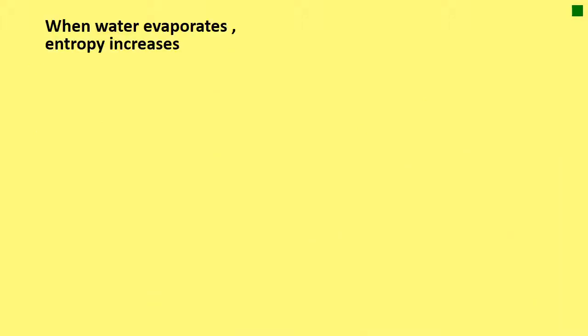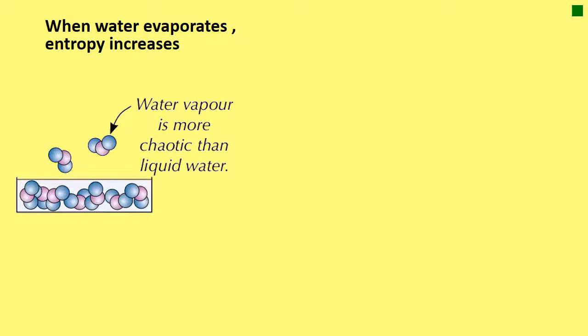So let's look at a couple of examples. First one is when water evaporates, entropy increases. Why is that? Well, let's have a look at a diagram. When the water is a liquid, then the particles are moving around slower than they are when they're gaseous, and they're less chaotic. But when they evaporate, there's more chaos in the water molecules, and so the entropy is higher.